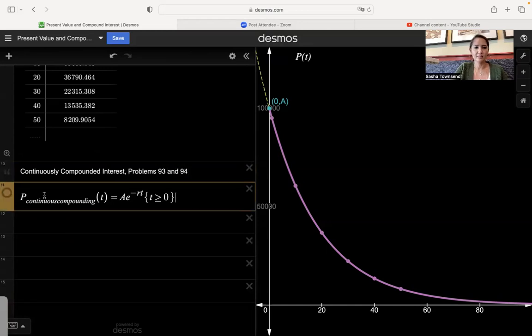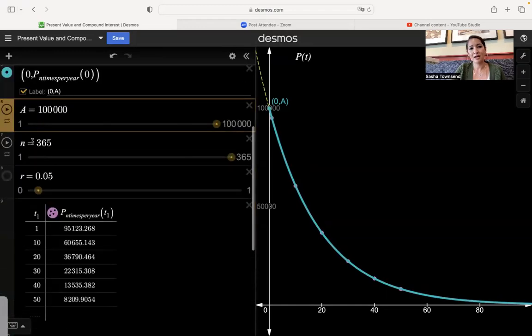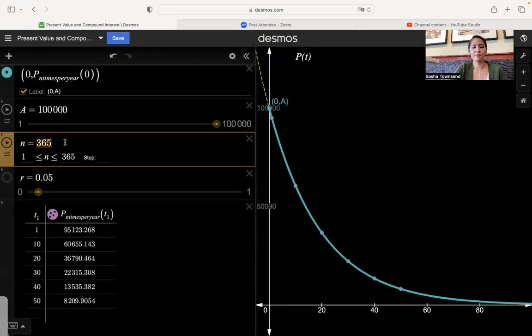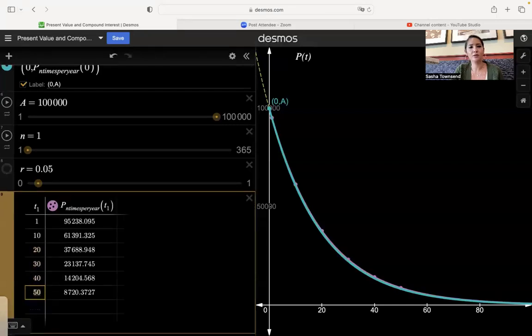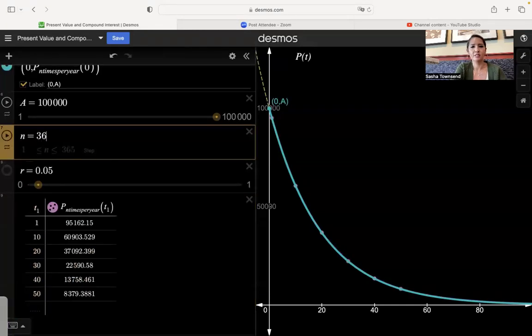And so we're using this formula. Notice the similarity between that curve and the other curve. The other curve is for n equals 365. But if we're only compounding interest once per year, the curve would look like that instead. So we can see that they're actually very similar, even if you're compounding once per year versus 365 times per year. Very, very similar curves.